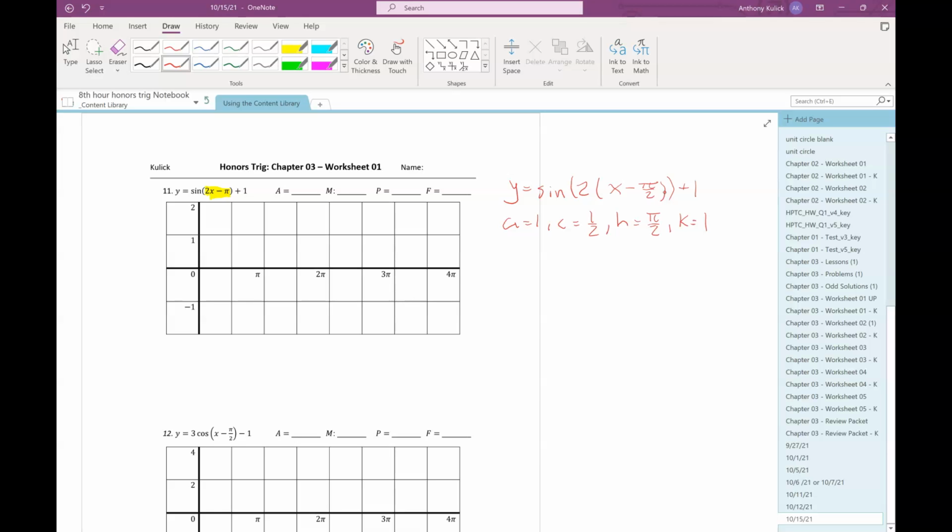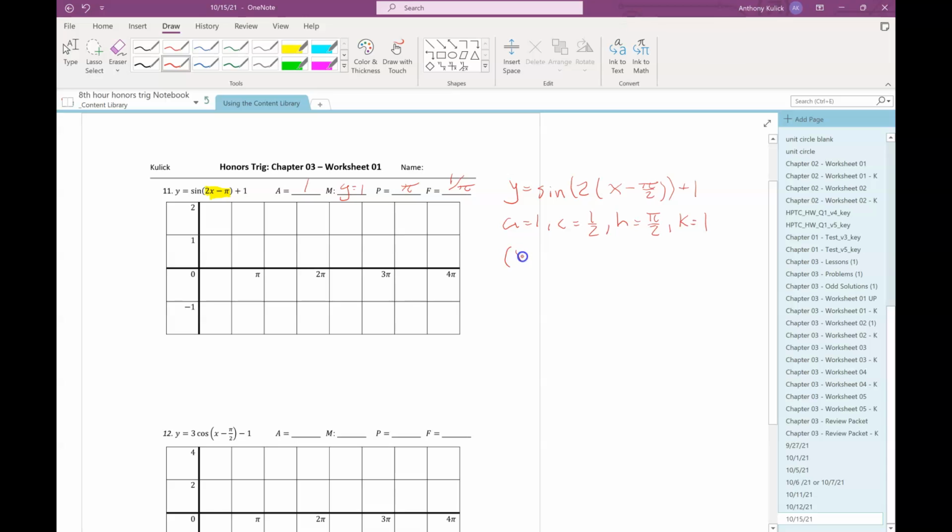Yes? Okay. So the amplitude is the absolute value of A, so that's 1. The midline is y equals k, so that's y equals 1. The period is 2 pi times the absolute value of c, so 2 pi times 1/2 is just pi. And the frequency is the reciprocal of the period, so 1 over pi. Still doing good?